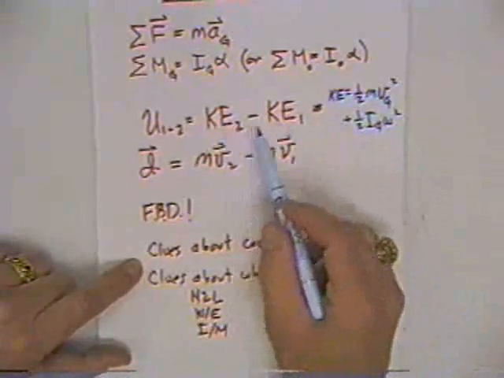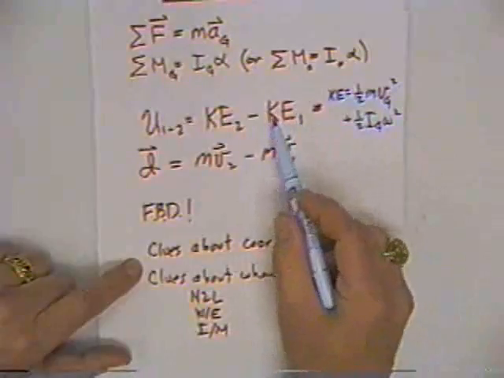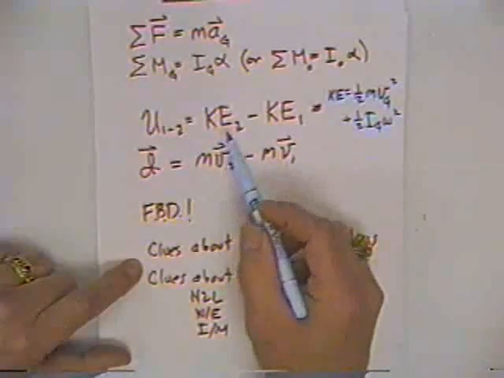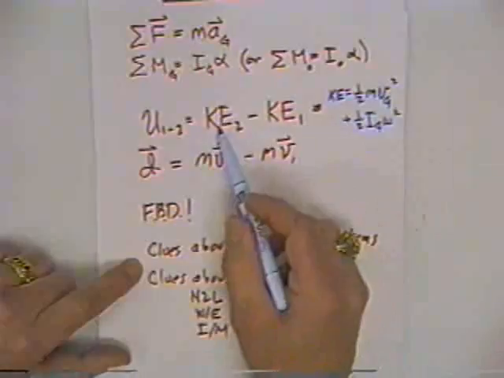Time 1 and time 2, very commonly it starts from rest, in which case there's zero kinetic energy here, or it winds up at rest like our tire did when it got to the top of the hill. The kinetic energy too is zero.